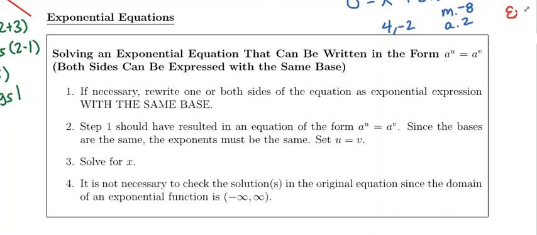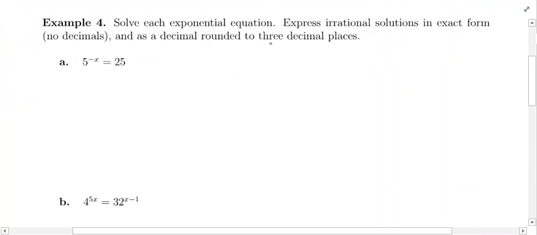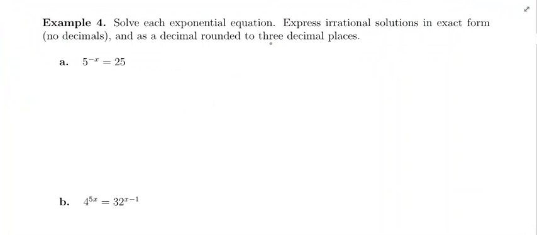Here we go. We're going to move on to the next page, example 4. There are 2 examples of these types of exponential equations. This should be something you know how to solve already, so this should be a refresher. The directions say to solve each exponential equation, express irrational solutions in exact form, meaning no decimals, and then also, if necessary, give a decimal approximation rounded to 3 decimal places.